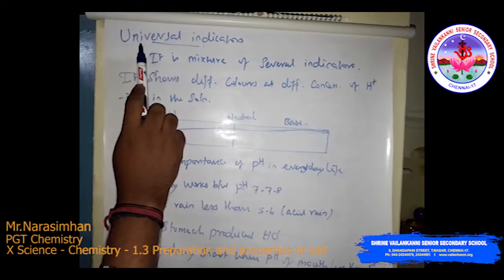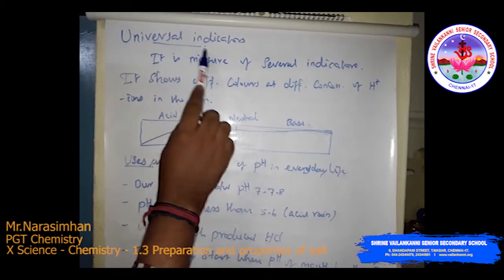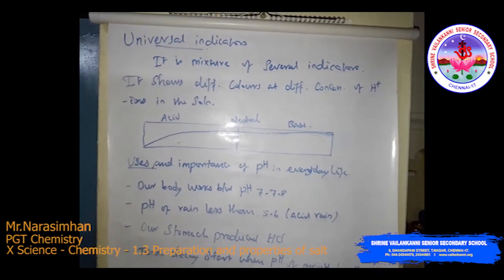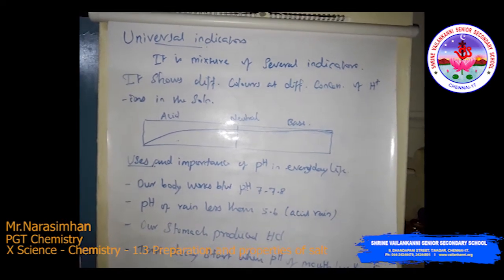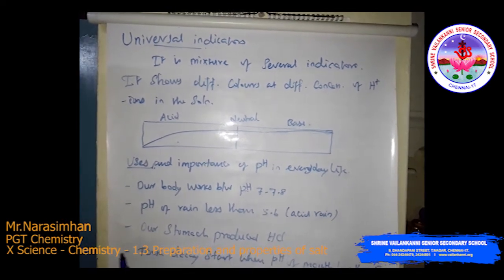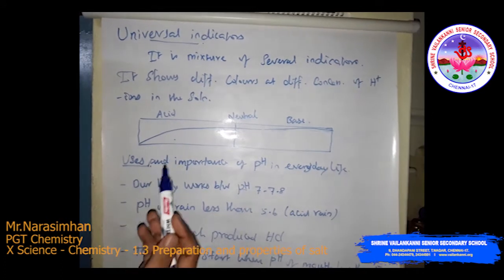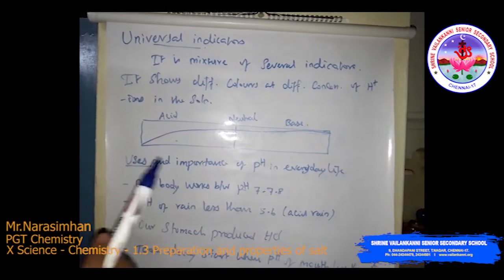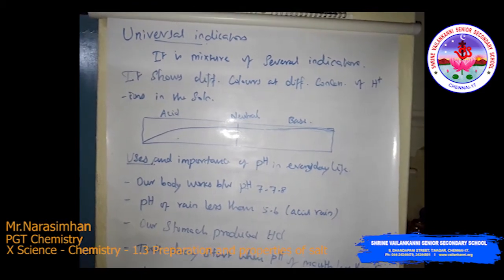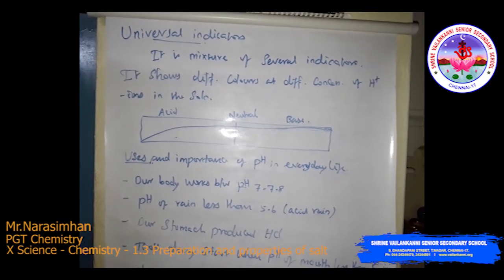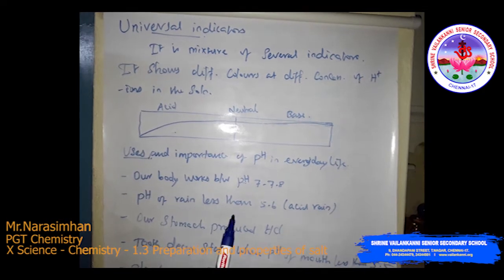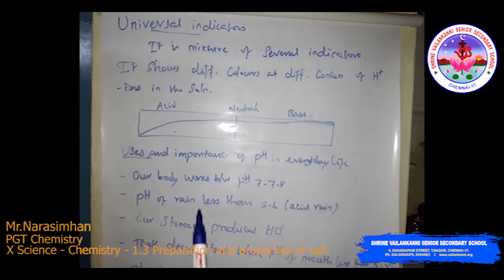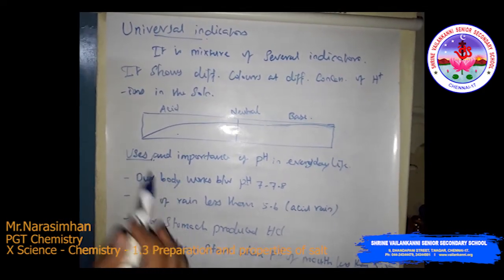Hi students, the next topic is universal indicators. Already I said that indicators. What are indicators? We can identify with the help of the indicators whether a solution is an acid or a base. The universal indicator is a mixture of several indicators, which means they have different colors, and it shows different colors at different concentrations of hydrogen ions in the solution.